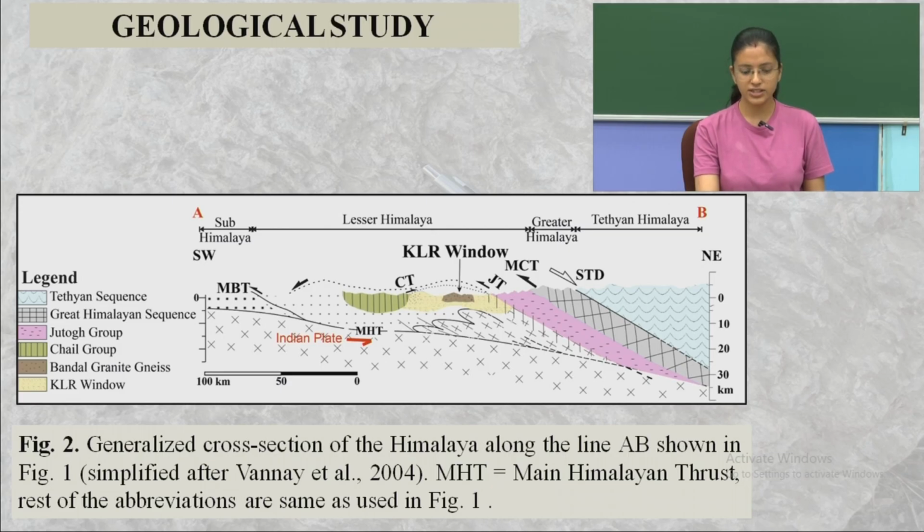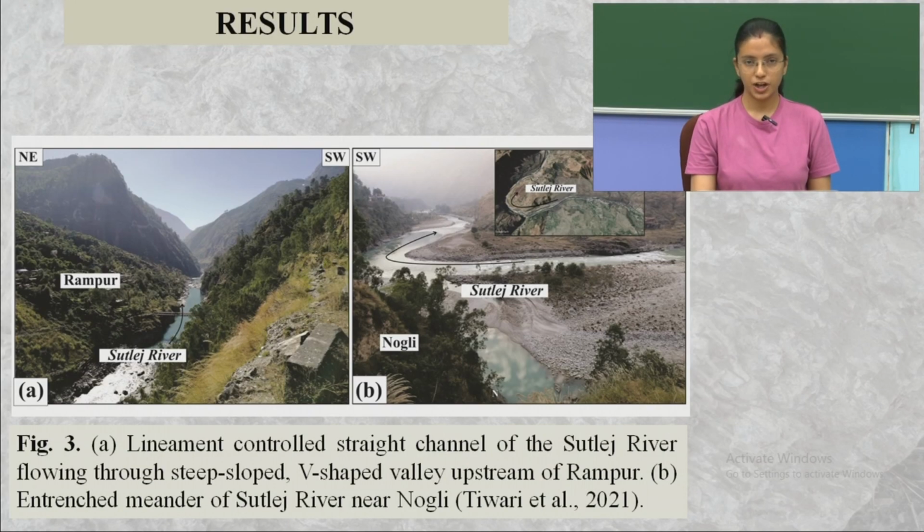The significant southward displacement of the Jutog nappe along this Jutog thrust sheet facilitated the overthrusting of higher grade metamorphic rocks. An erosional event later eroded the overlying nappe and exposed the underlying Kullu-Larji-Rampur window. The Kullu-Larji-Rampur window exhibits pronounced differences in the geological aspect in the northern and southern limbs. This is the northern limb of the Kullu-Larji-Rampur window and this is the southern limb.